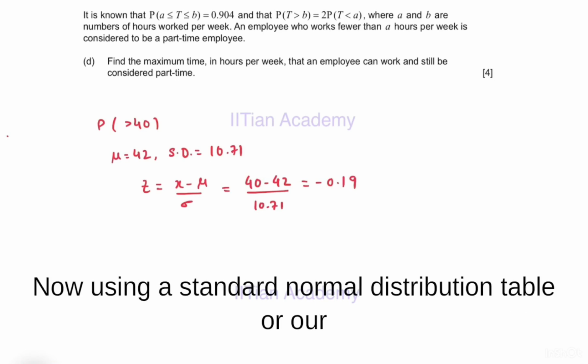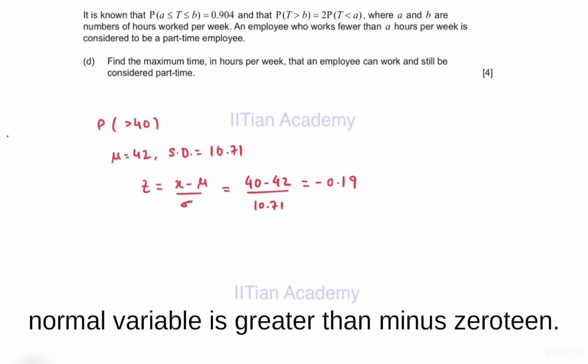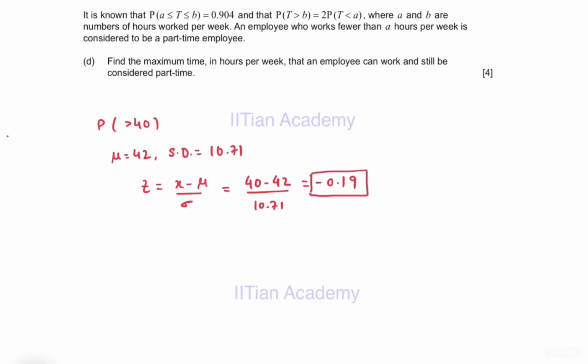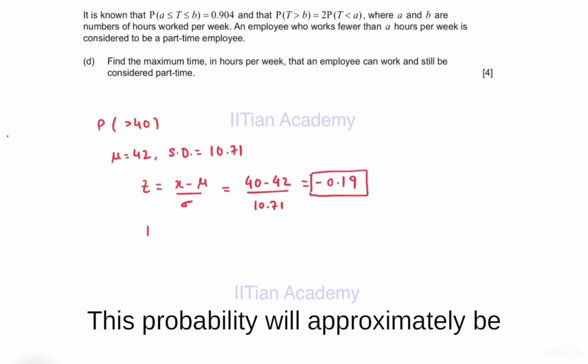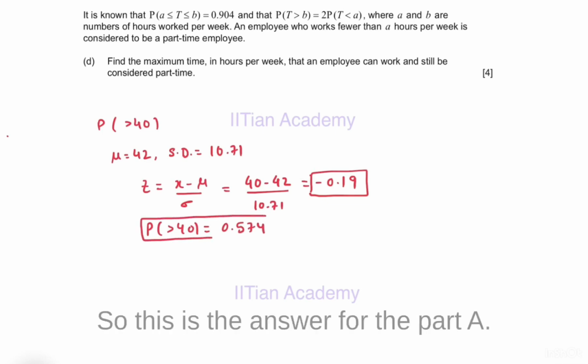Now using a standard normal distribution table or our calculator, we can find the probability that a standard normal variable is greater than minus 0.19. This probability will approximately be equal to 0.574. So this is the answer for part A.